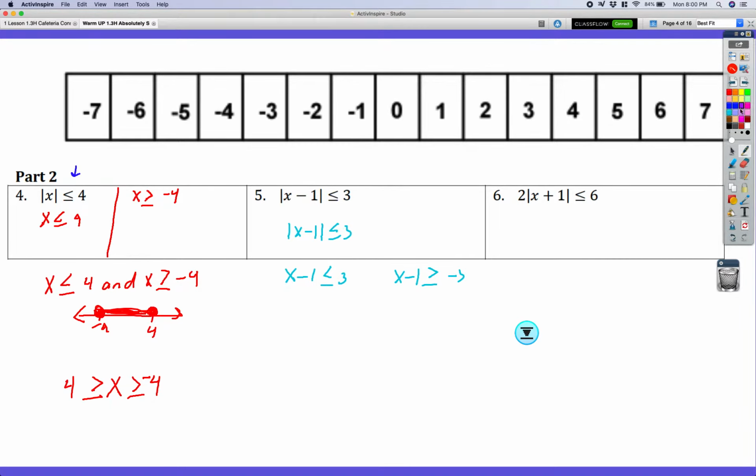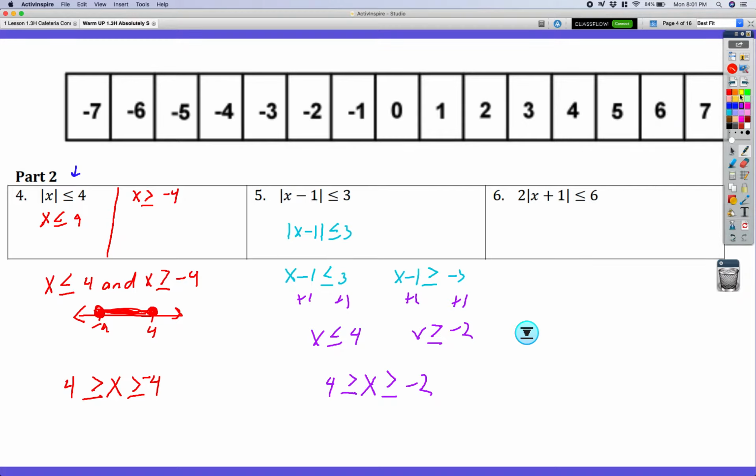So when I go ahead and solve this, I'm just going to add 1 to get x is less than or equal to 4. And then I'm going to add 1 to get x is greater than negative 2. So then I would have a final answer: x is greater than or equal to negative 2, and x is less than or equal to positive 4.